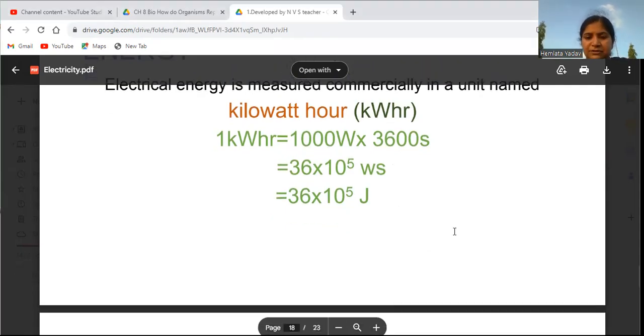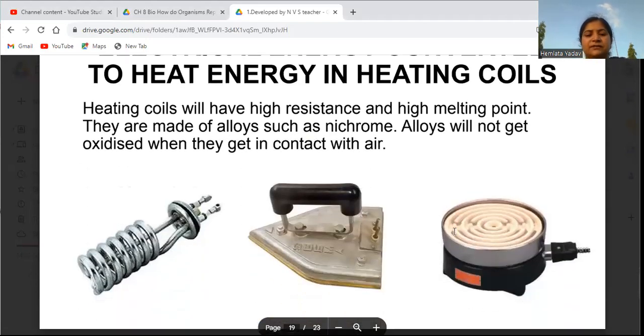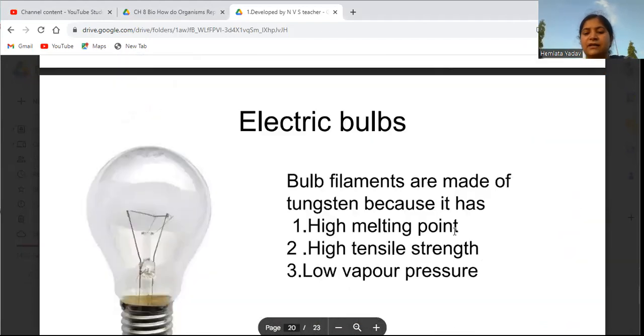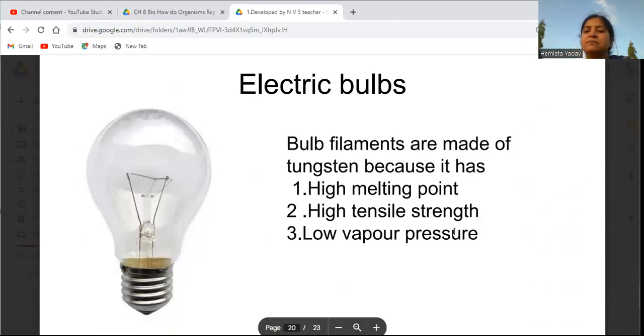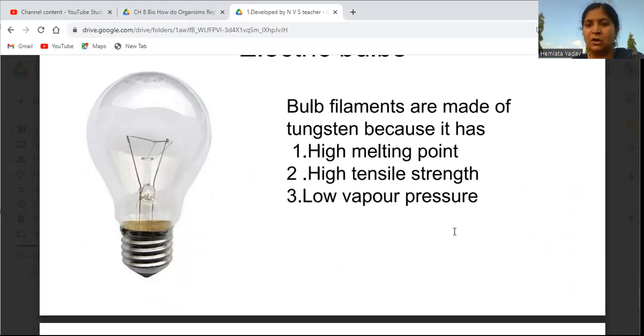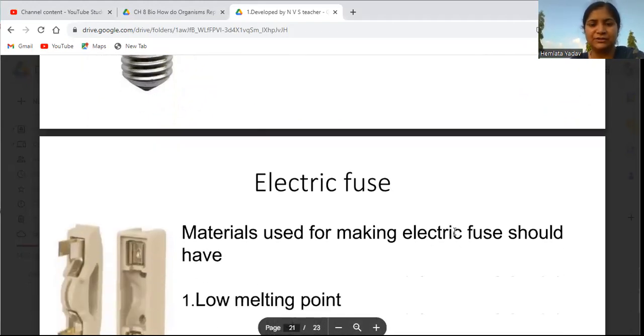I hope this chapter is clear to you. Heat energy is used in various appliances. You can see geyser rods, the iron, the heater, electric bulbs. Filaments are made of tungsten because it has a high melting point, high tensile strength, and low vapor pressure.